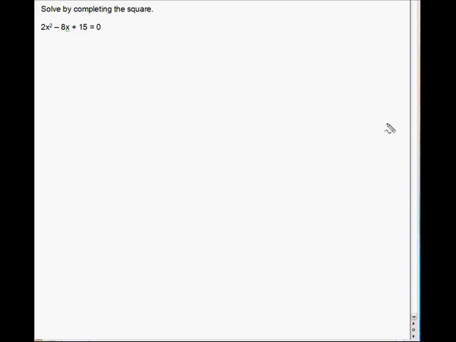Let's look at another example of how we solve by completing the square. The equation is 2x squared minus 8x plus 15 equals 0. Our first step is to move the constant to the other side of the equation. 15 is the constant. If I add negative 15 to both sides of the equation, I can accomplish that first step. We now have 2x squared minus 8x is equal to negative 15.